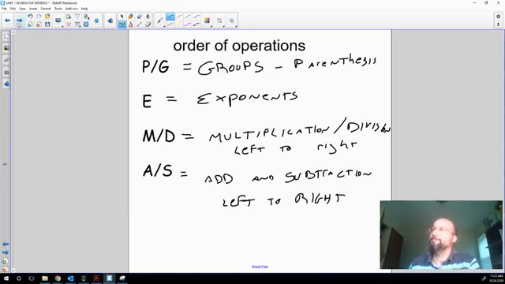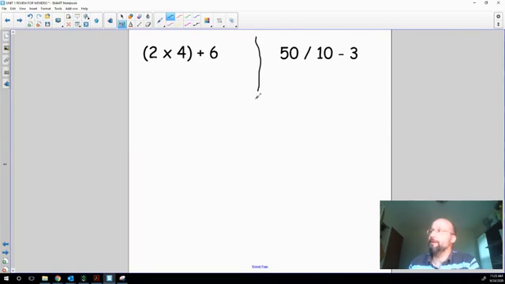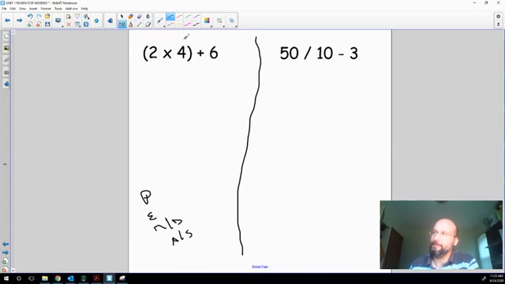If you have a problem such as these two different problems, order of operations tells you how to solve them and what order to solve them. For this one, if we remember PEMDAS or GEMDAS, I'll write it down here just to help us. PEMDAS, so we do the parentheses first. So 2 times 4 is 8. And then we're left with 8 plus 6, and 8 plus 6 is 14.